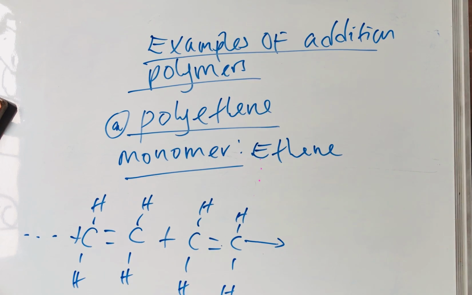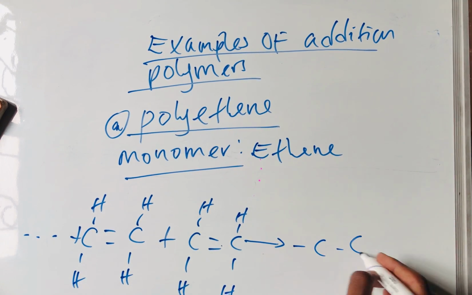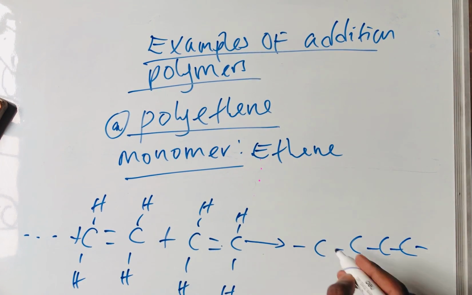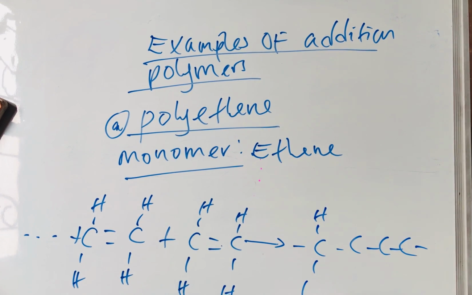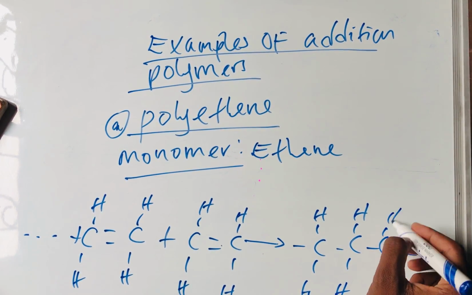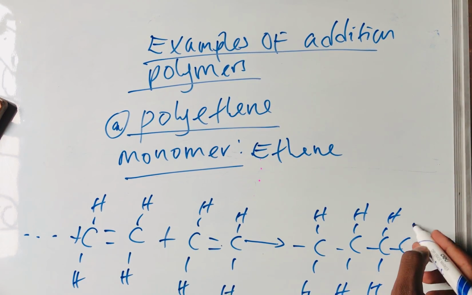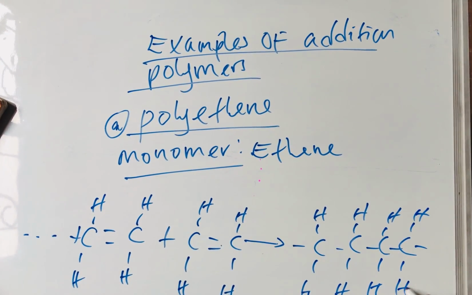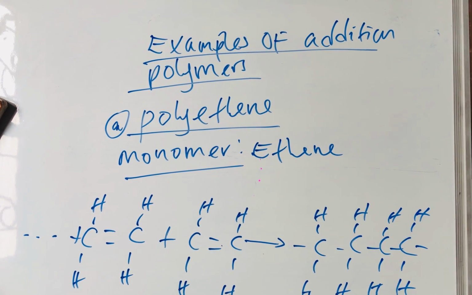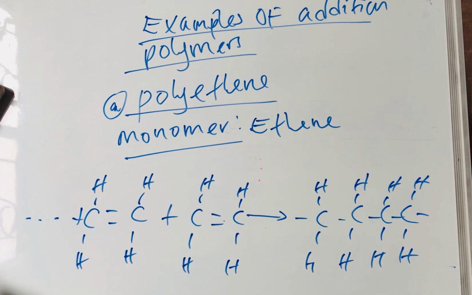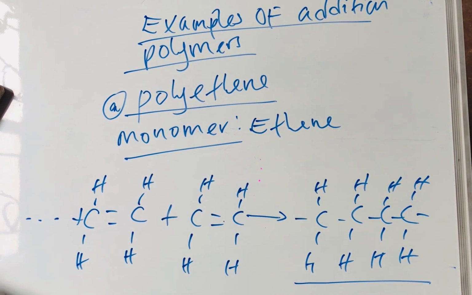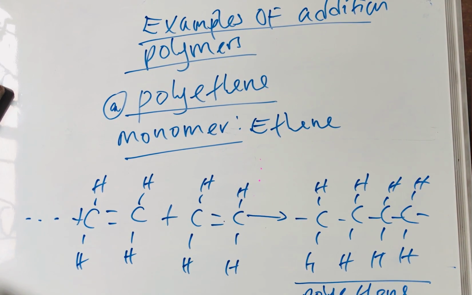The double bonds break, and so we form something like this. This is what is formed. So this compound here that I've drawn, this is polyethylene.